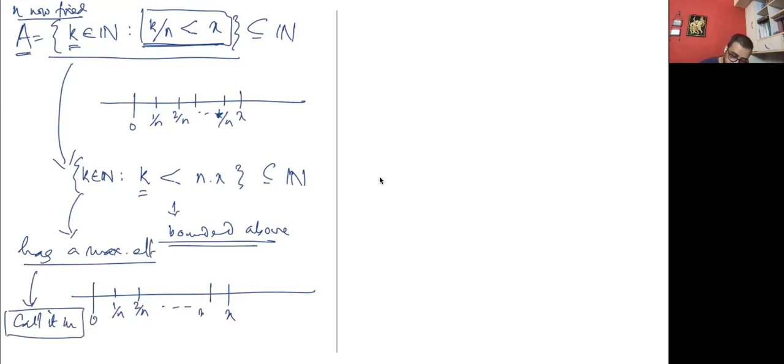Which means that m by n is less than x, but m plus 1 by n is not less than x, because if it was less, then m plus 1 would also belong to this set, and then m would not be the maximum element anymore. So m plus 1 is on the other side of x.